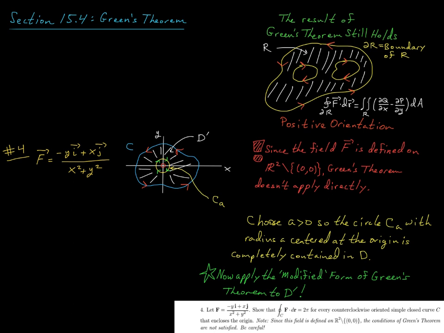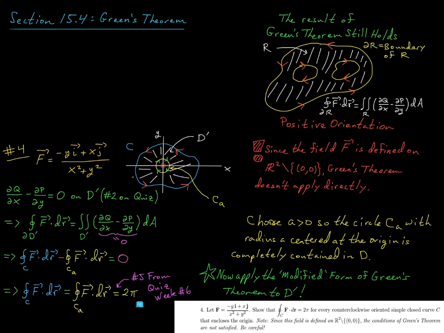Now let's look at the integrand of the double integral in this modified form of Green's theorem. If I compute the partial derivatives, partial Q partial x and partial P partial y, and subtract, I'll find that that is exactly 0 on this region D prime. That's a pretty straightforward calculation. It's actually part of question number 2 on your quiz this week, so I'm going to leave that part to you. But what this implies is that the double integral on the right is equal to 0, which is quite nice.